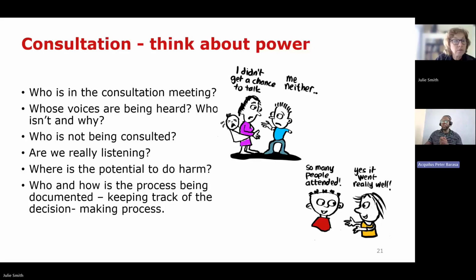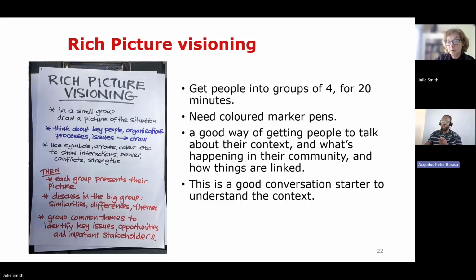So the first one, we call it rich picture visioning. So this is where you get people into groups, usually about 4 or 5 for about 20 minutes. You give them a big sheet of paper, lots of colors, marker pens, stickers, labels, things like that, and ask them, okay, think about key people, organizations, processes in this community and draw it. You can use symbols, arrows, colors to show the interactions, the power, the conflict, the opportunities.